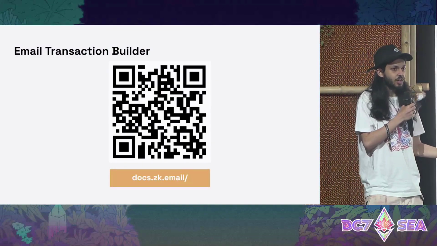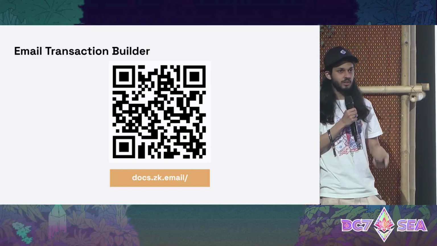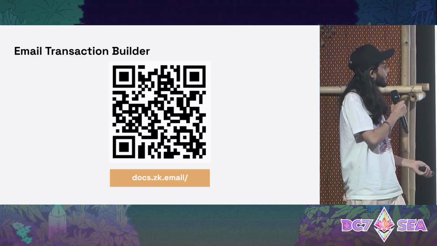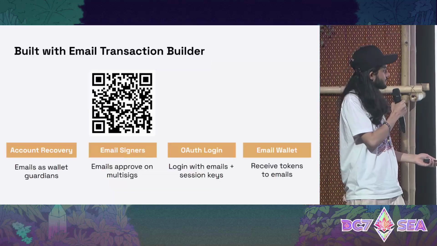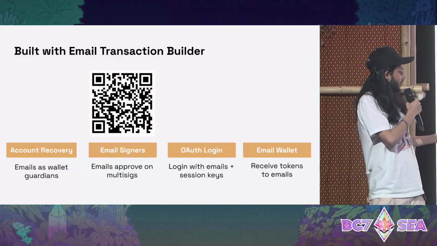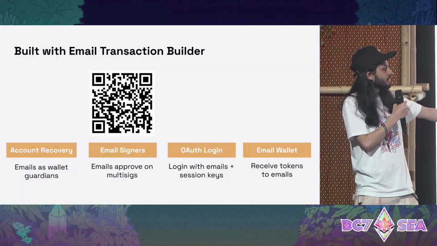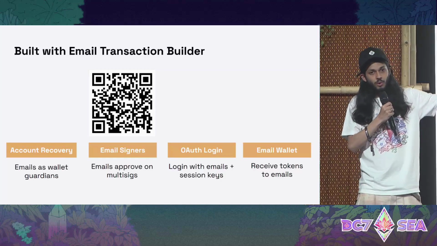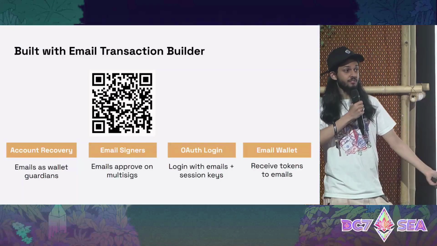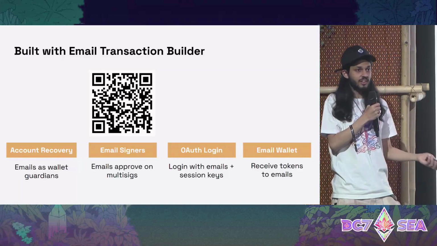You can see, again, these docs for how exactly to build with this dev tooling over here, and we'll have a workshop tomorrow where we go over more of it in detail. So, for instance, you can imagine this abstraction can be used to build account recovery, email signers, login, and the email wallet primitive we talked about in the beginning, but we're excited for folks to explore with these kind of email trigger transactions to build more different kinds of things.